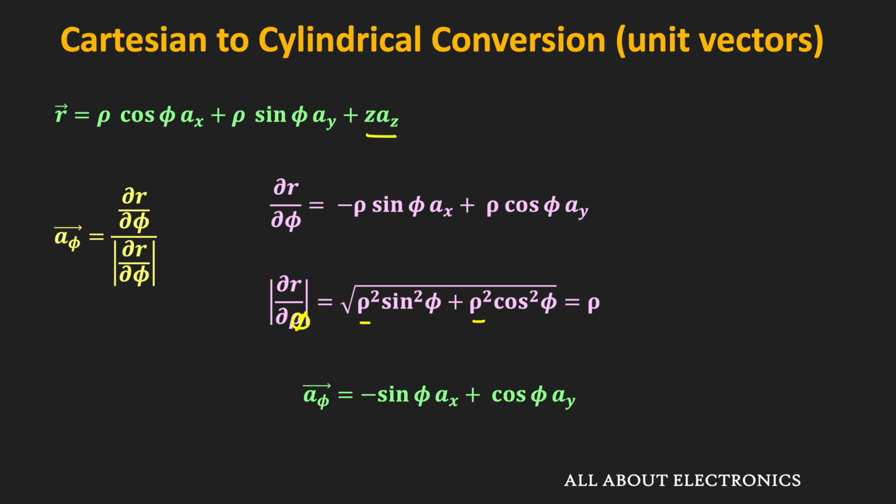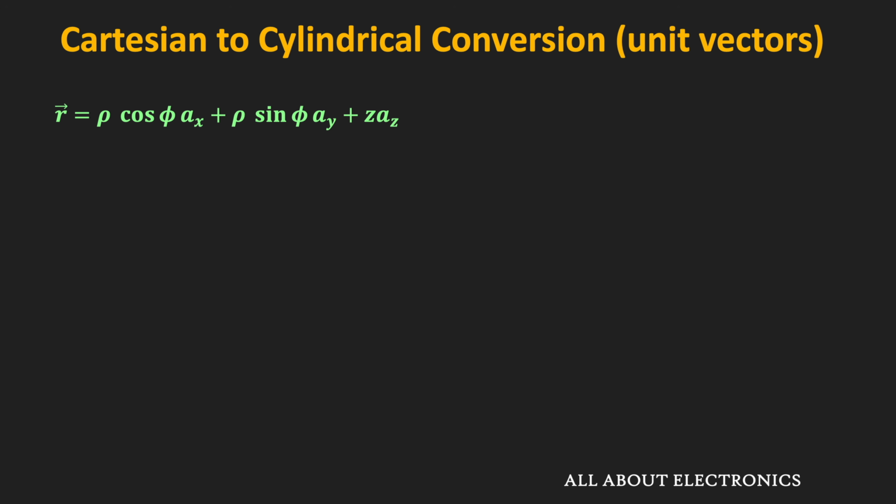So similarly, now let us see the unit vector az. So once again, as per the definition, this az can be given as this del r divided by del z divided by its magnitude. So we know that in both cylindrical as well as the Cartesian coordinates, the z coordinate remains the same. So that's why this az should also remain as it is. But here, let us also prove that.